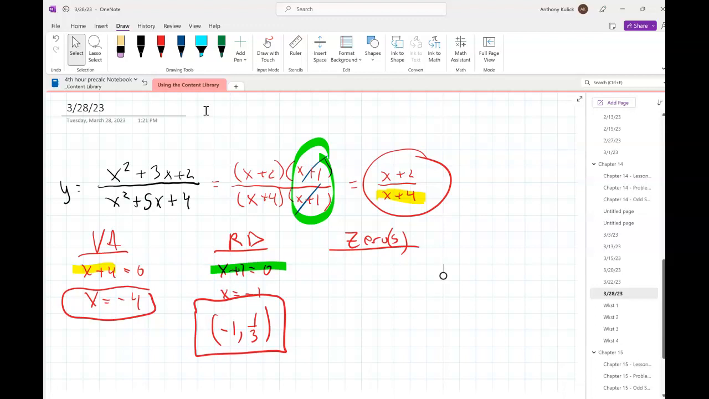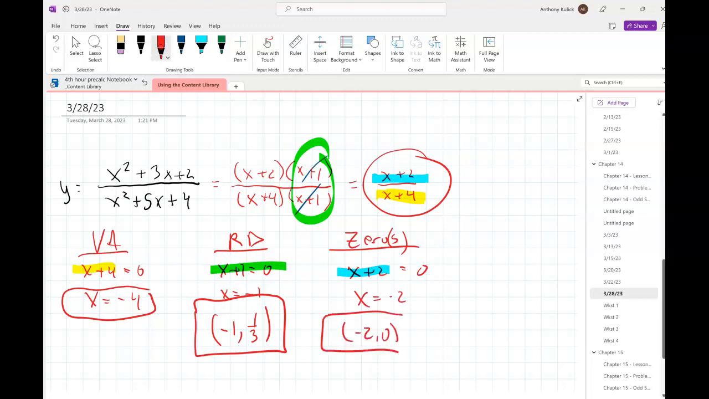What do I use to get the zeros? When is a fraction equal to 0? Not the denominator, the numerator. So I'm going to set the reduced numerator equal to 0. So far, so good? Okay.